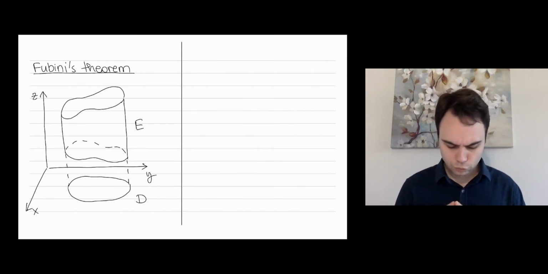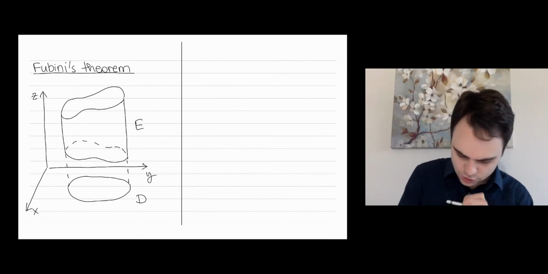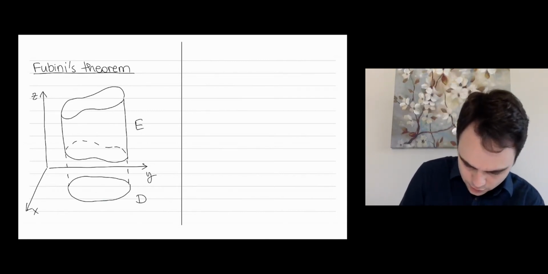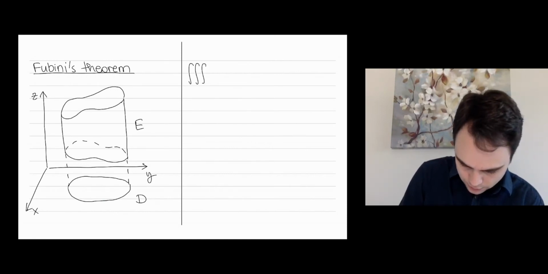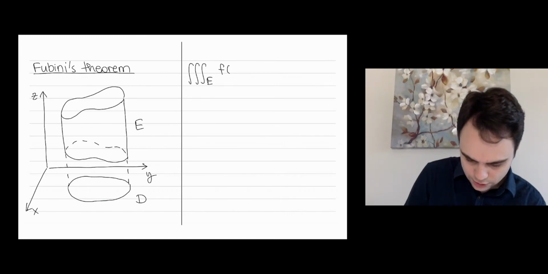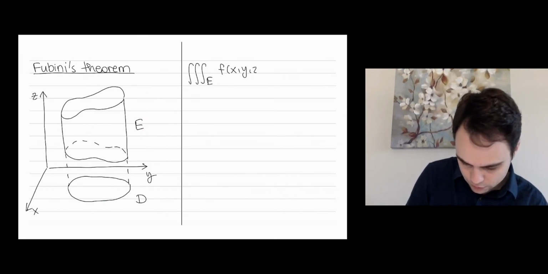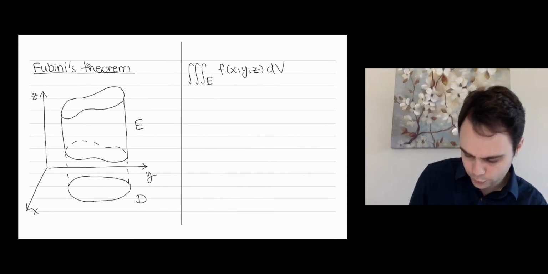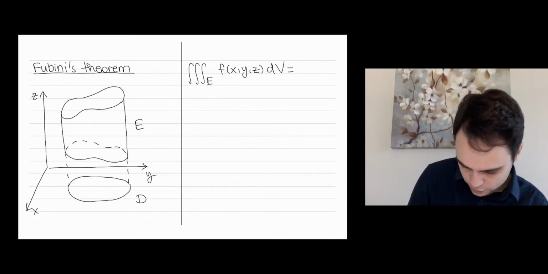So let's get to it. Let's say we want to do a triple integral over this region here, E on the side. We're integrating some arbitrary function with respect to dV. Okay, so here's what that integral looks like.